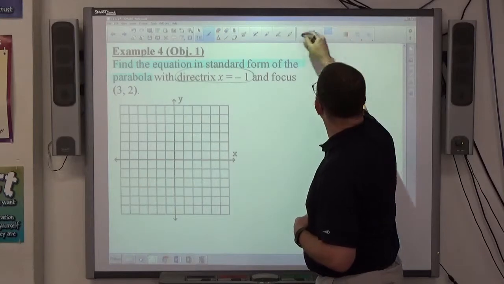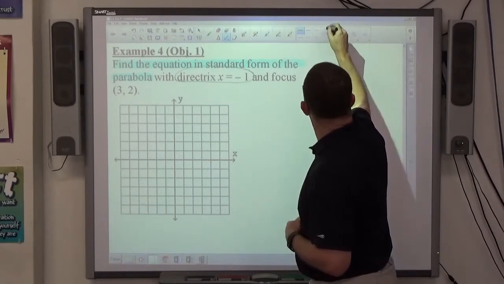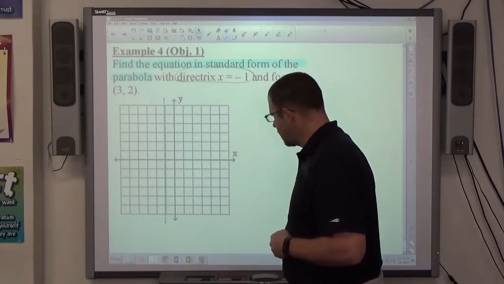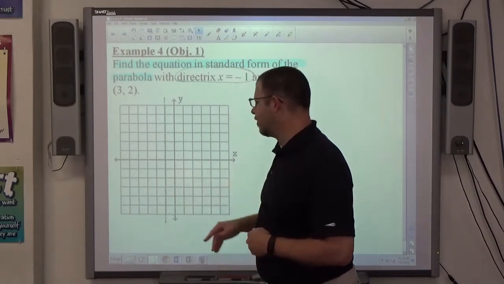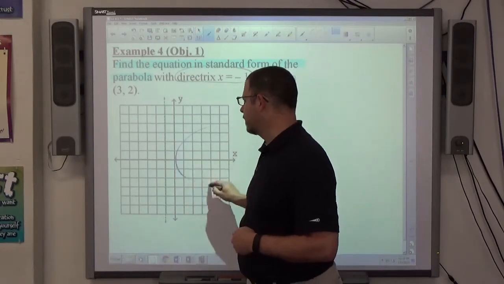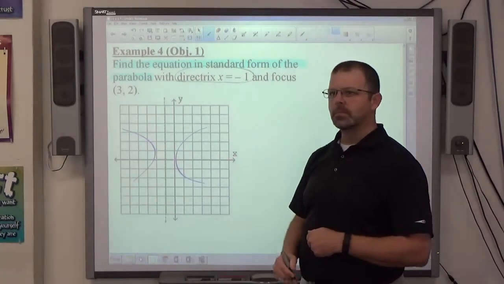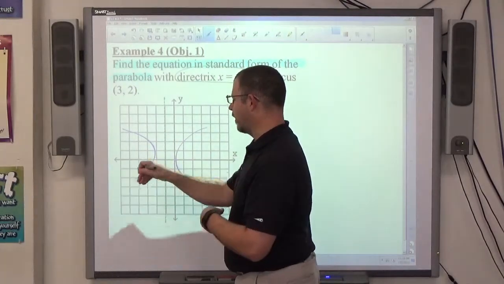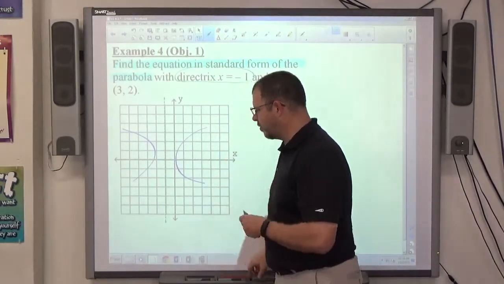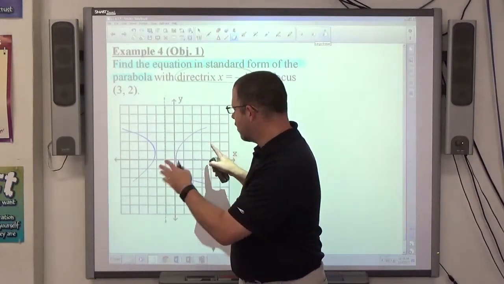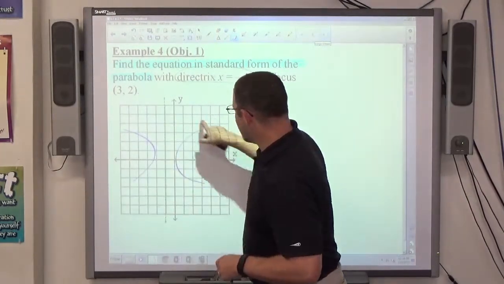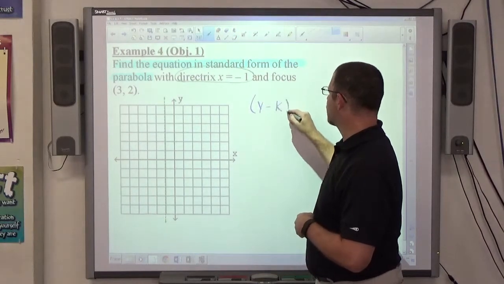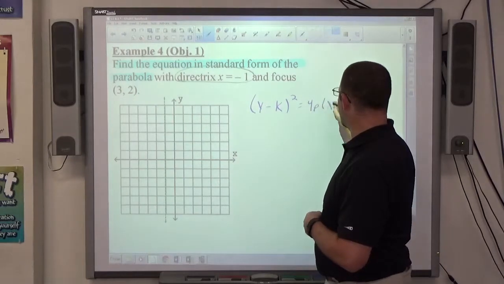X equals is a vertical line at -1, so there's my directrix. Now, as soon as I see a directrix that's vertical, that tells me the parabola either goes like this or like that. The directrix is always going to be like that, and the focus is going to be over here or over there, one or the other. I don't care so much about the focus at this point. I just know it's going to be one of those two parabolas. And once I know it's going to turn left to right, I immediately know my correct standard form structure is y minus k squared equals 4p times x minus h.